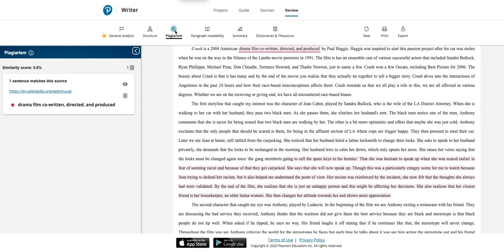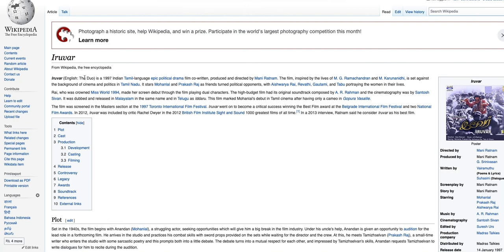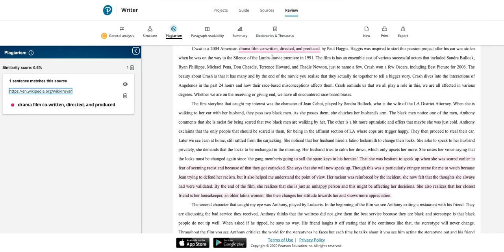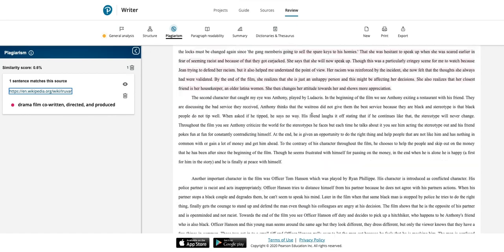Okay, so now my plagiarism review has finished. The first thing I notice is the similarity score, 0.6%. That's pretty good. As an instructor, saying 0.6%, pretty low. It says that one sentence matches a source and it identifies a Wikipedia article, and it says Crash is a 2004 American drama film co-written, directed, and produced by. And so if I click on this, I wonder if it'll bring me right here. Oh, but this is a completely different movie. So I'm assuming that we didn't get this from Wikipedia.